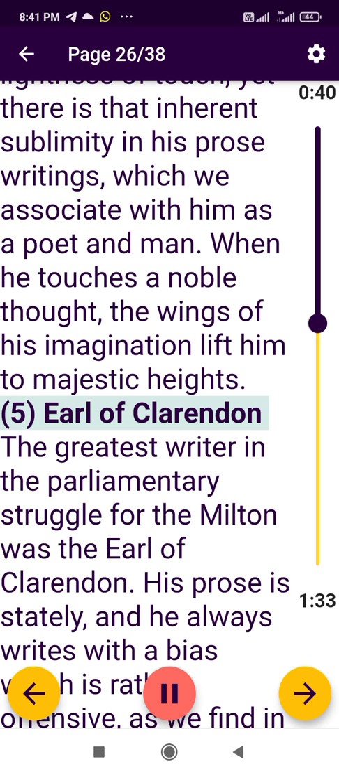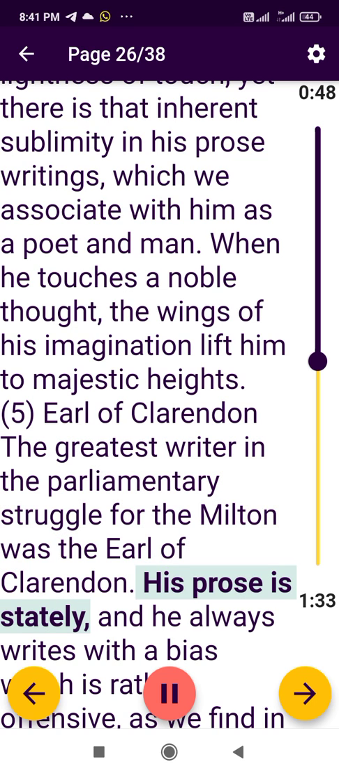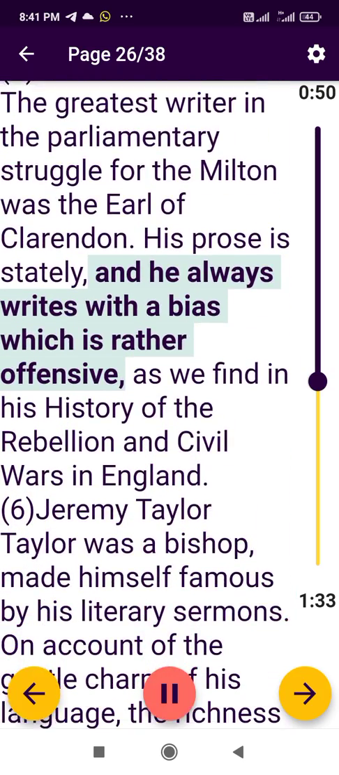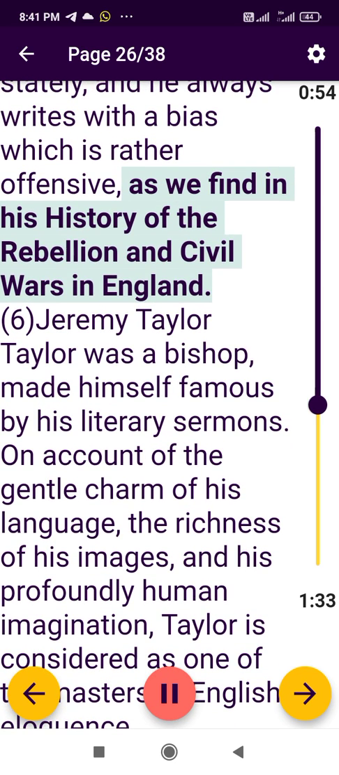5. Earl of Clarendon. The greatest writer in the parliamentary struggle for the King was the Earl of Clarendon. His prose is stately, and he always writes with a bias, which is rather offensive, as we find in his History of the Rebellion and Civil Wars in England.